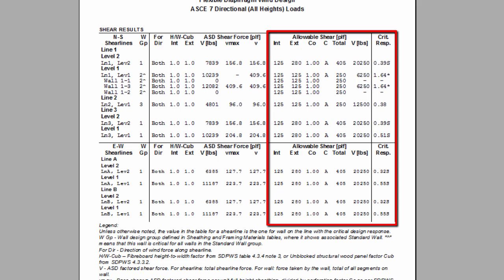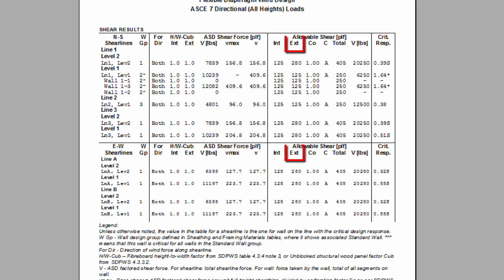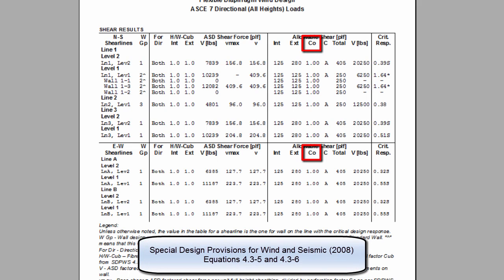The next section of the table is dedicated to the properties of the shear wall, in other words, the resistance of the shear wall. The first two terms, int and ext, represent the unit shear capacity of the interior and exterior sheathing, which takes into account the height to width factor and the unblocked factor, respectively. The term CO is the perforation factor obtained from the SPDWS equation for perforated walls. Hence, unless using perforated walls, the value should always be equal to 1.